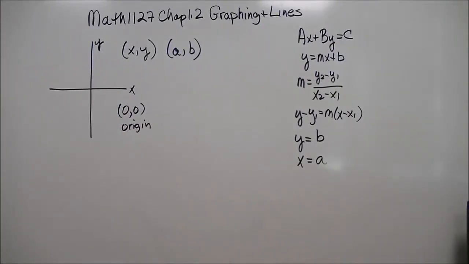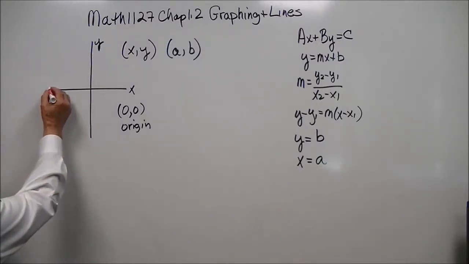We're going to go on to Chapter 1, Section 2 in our Math 1127 course, dealing with graphing and lines. So we'll give you some basic review of this. Here is a typical graph. A graph, you may or may not recall, is made up of two number lines.